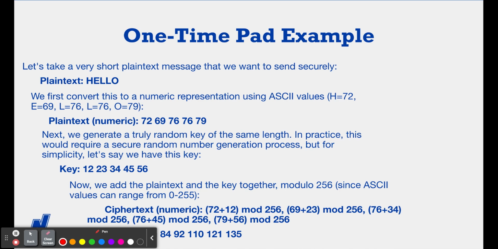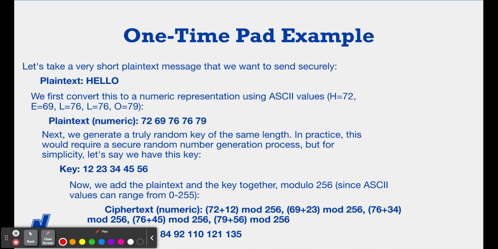Suppose that we have a very short plaintext message that we want to send securely. Let's call this hello. To work with this in a mathematical context, we first convert it into a numeric representation using the ASCII values. So H becomes 72, E becomes 69, and so on, leading to the numeric sequence of 72, 69, 76, 76, 79. Next, we generate a truly random key with the same length as the plaintext. This is a crucial requirement for one-time pads. As we mentioned before, the key needs to be the same length as the actual plaintext.